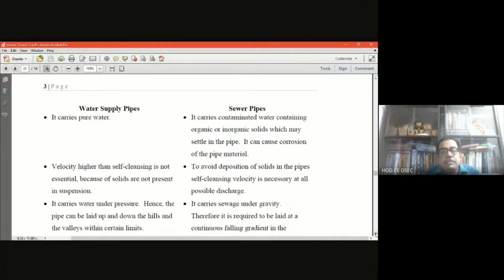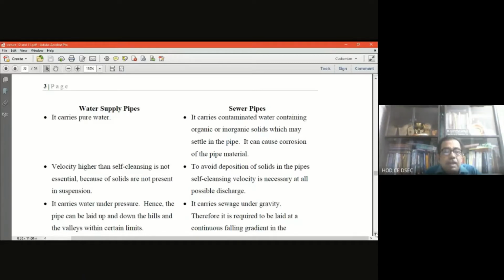Number one: water supply pipes carry pure drinking water, whereas sewer pipes carry contaminated water. That is the basic difference. Sewage contains organic and inorganic solids, which may settle in the pipe and can cause corrosion in the pipe. This does not happen in the water supply pipe.